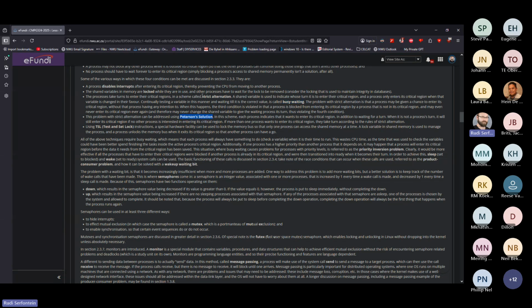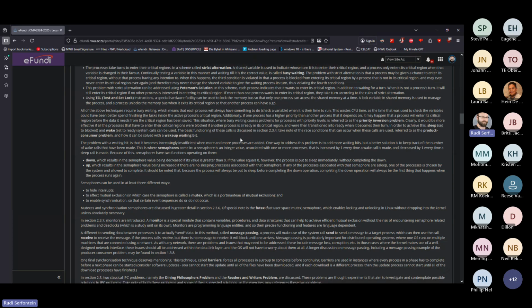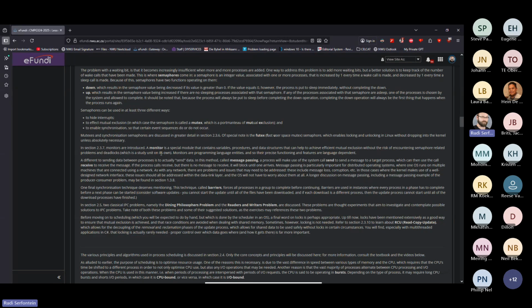So strict alternation on its own is one technique. Strict alternation using Peterson's solution is a second technique. Using test and set lock instructions, that's a new next technique. Then you get your semaphores, you get your mutexes, you get your monitors, you get message passing, and you get barriers. Now, what you also need to be aware of is you need to understand these techniques to the level where if I specify a condition, your techniques have to adhere to it.